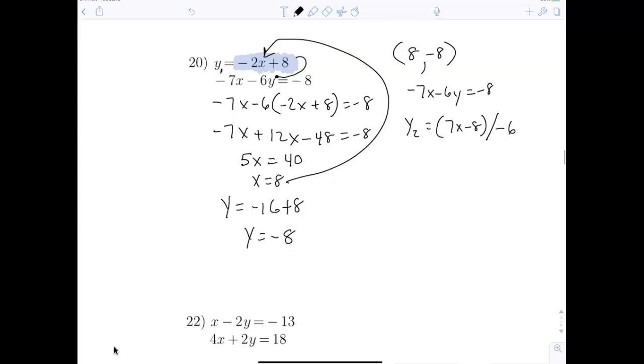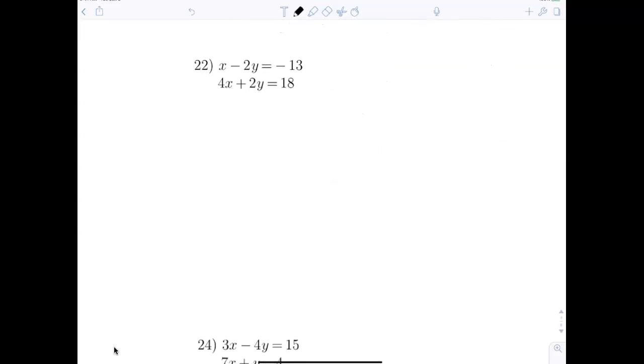Now, I need everybody to put a star by number 22. What's the problem here? None of them are in the right order. That's exactly correct. But we want to make it a substitution. So we would say that x is equal to what? 2y minus 13. Beautiful. X is equal to 2y minus 13.